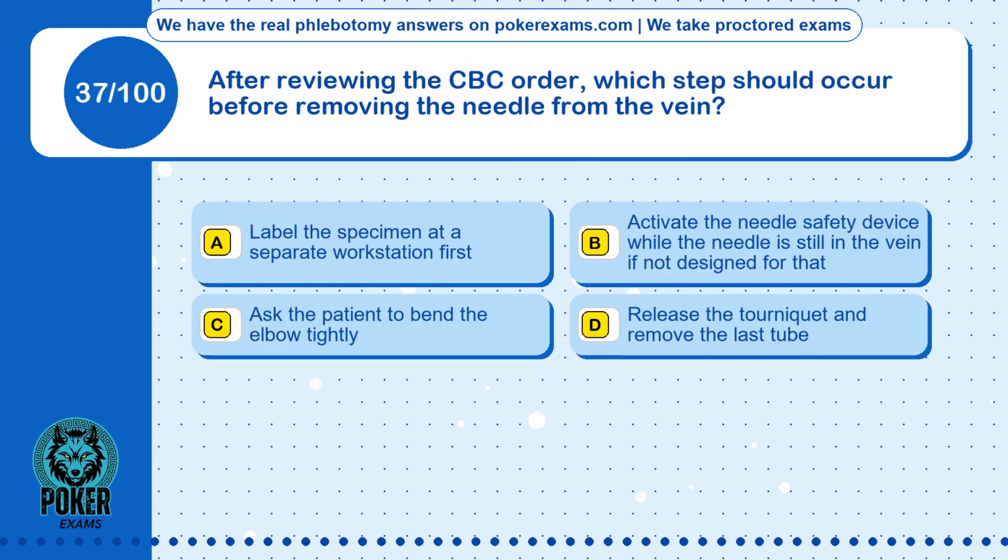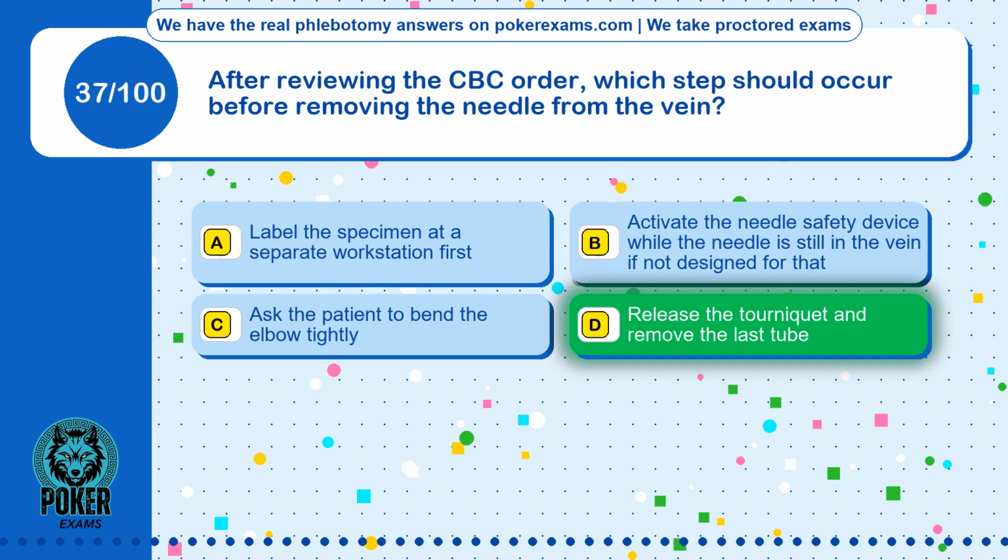Question 37. After reviewing the CBC order, which step should occur before removing the needle from the vein? Option A. Label the specimen at a separate workstation first. Option B. Activate the needle safety device while the needle is still in the vein if not designed for that. Option C. Ask the patient to bend the elbow tightly. Option D. Release the tourniquet and remove the last tube.